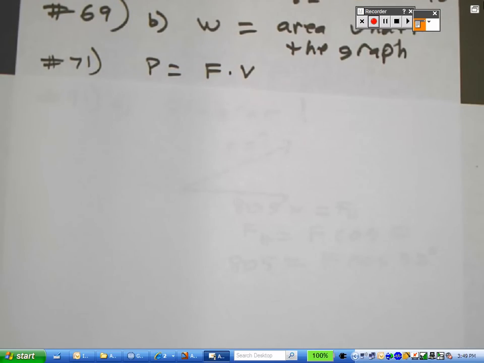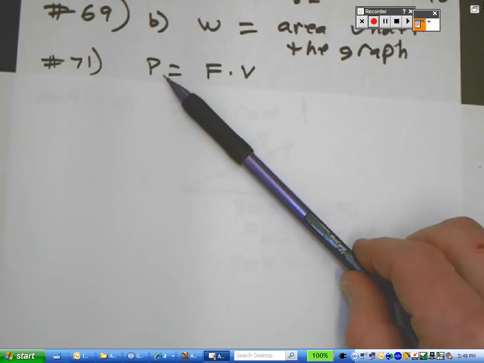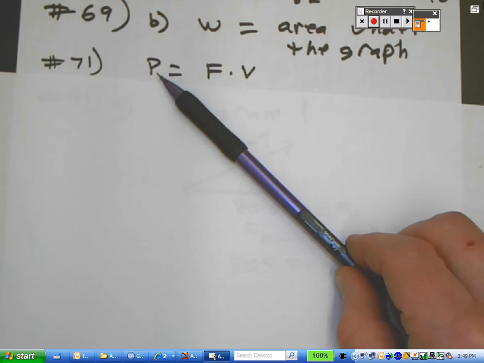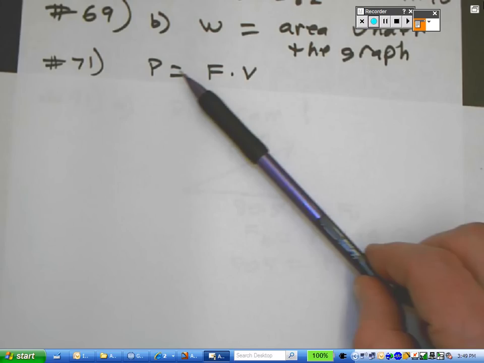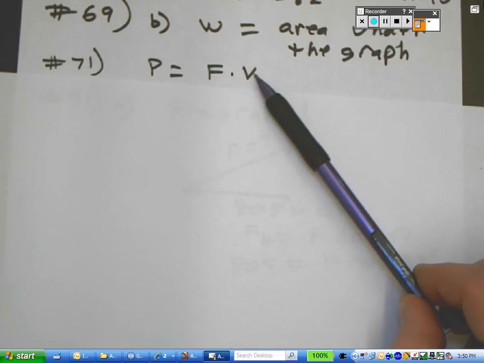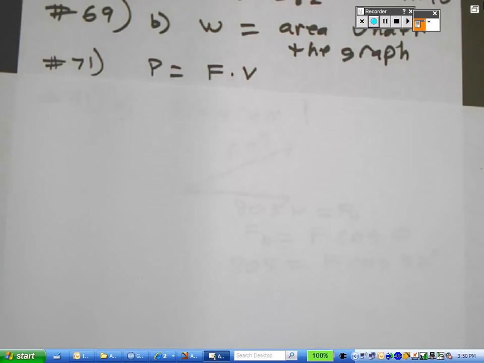For number 71, there are a couple of ways to approach it. You could use power equals energy divided by time, or a very fast method is power equals the force you apply times the velocity you give it. And that's number 71.